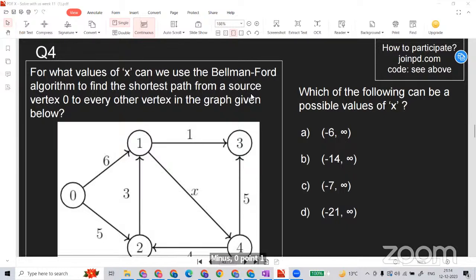Still, what will happen with this? If it is -7.1, then the weight of the cycle will be -0.1. So again we have a cycle with negative weight, right? So now here it is giving a boundary. What is the possible interval now? What is the possible value of x we can take now? Is there any idea all of you are getting?